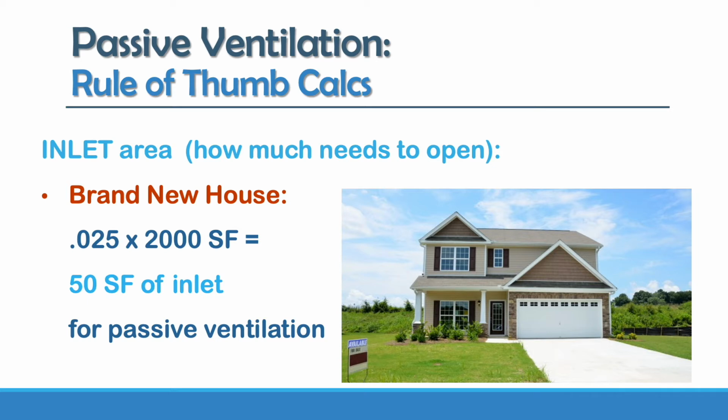Now, this calculation was done for the whole house. You could also do it by the room. So if I had a 200 square foot room, 2.5% of that is going to be 5 feet of inlet. And if it were a smaller room, say 100 square feet, I would have 2.5 square feet of inlet required.